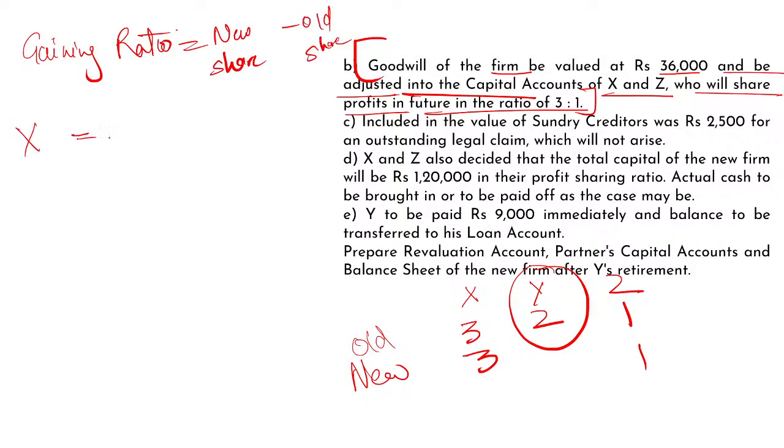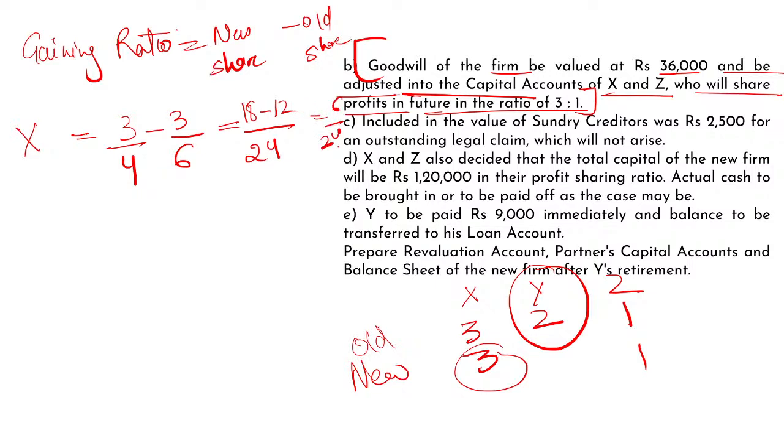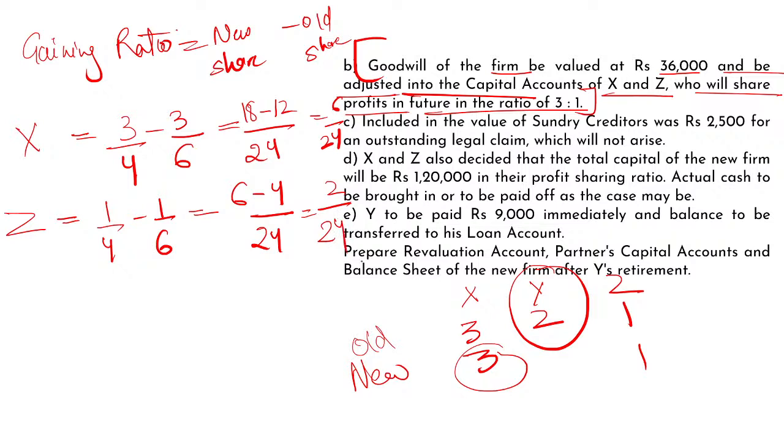So X's gain will be equal to 3/4 minus 3/6. Take the LCM, it will be 24. 18 minus 12, it will be 6/24. Then we will calculate Z's gain. So 1/4 minus 1/6. LCM 24. 6 minus 4, it will be 2/24.